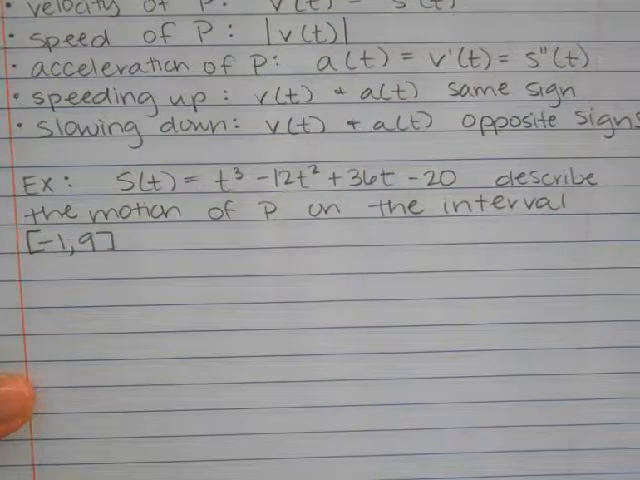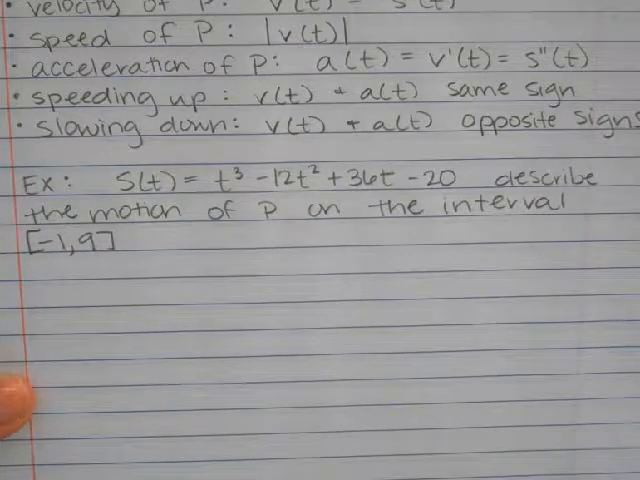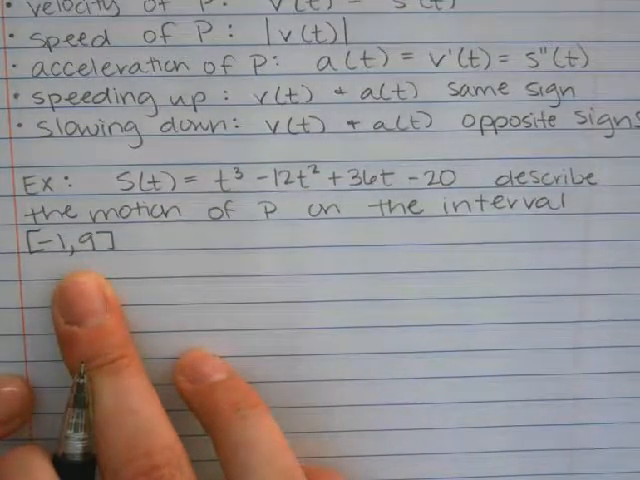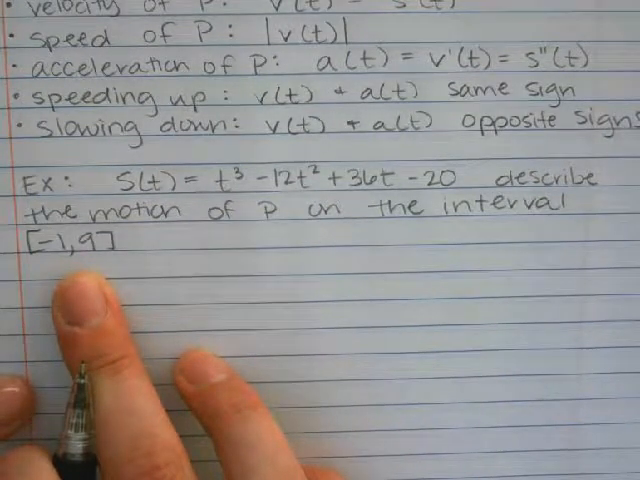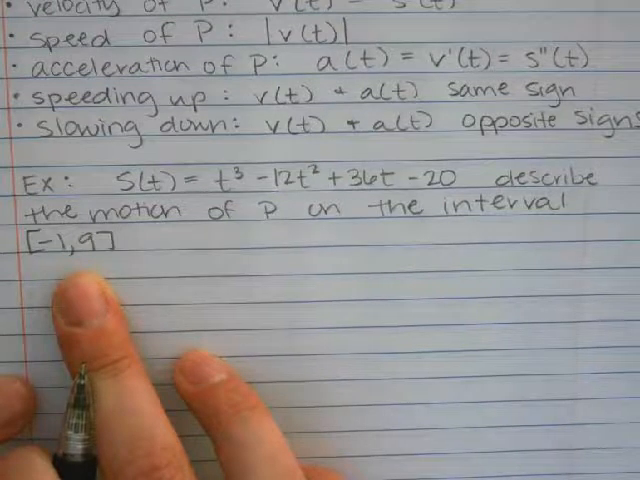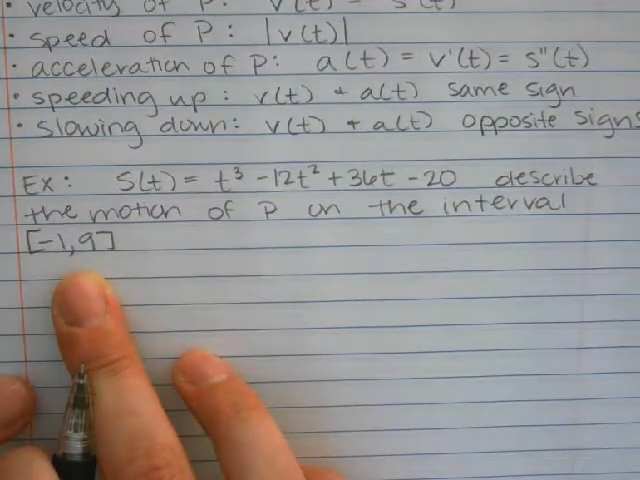So S of t represents the position of the particle. T stands for time and is typically in seconds. So yes, our interval is -1 second to 9 seconds, which I understand is an abstract idea, but they work with that for these problems. So your t is not necessarily always only positive. We're going to go back in time to do this problem. I don't know why they're cool with that, but they are.